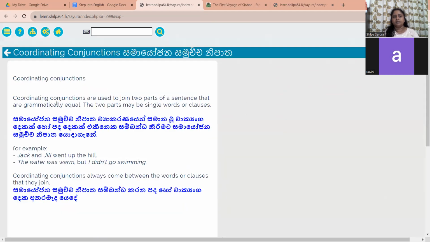So let's see here. You can read in Sinhalese and English what are coordinating conjunctions. Coordinating conjunctions are used to join two parts of a sentence that are grammatically equal. ඒ දෙකේටම තියෙන්නේ grammatically සමානාත්මකතාවය. Jack and Jill went up the hill. So you see it joins two words here, right? And sometimes it can be single words or clauses. So these two you see single words, Jack, Jill. ඒක පුද්ගල වචන දෙකක්, නාමපද දෙකක්.